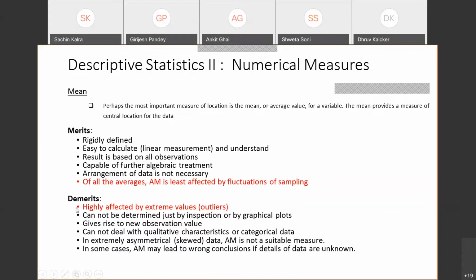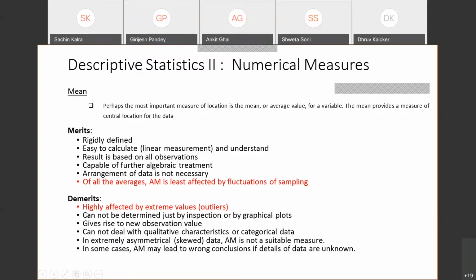Now, what are the demerits of it? It's highly affected by extreme values, which are called outliers. We'll learn later in the session what outliers are. Outliers are basically those values of an element of a particular variable, those observations for that particular element and variable, which don't follow the trend of the whole data and are a bit different, right? So this is the layman language of outlier, but we'll understand it in more detail.